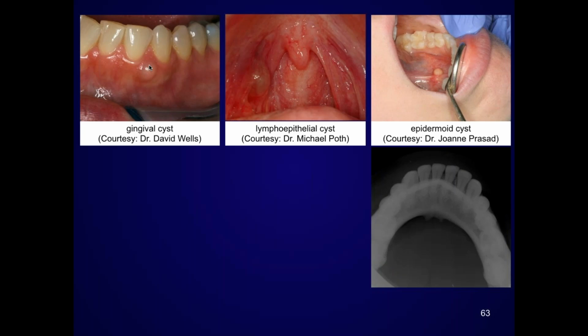When it comes to developmental cysts, if they're limited to just the gingiva, they're gingival cysts. If they're in the bone, they're called lateral periodontal cysts. All the tonsillar tissues and the lymph nodes in the floor of your mouth can have these developmental cysts called lymphoepithelial cysts. So think Waldeyer's ring.